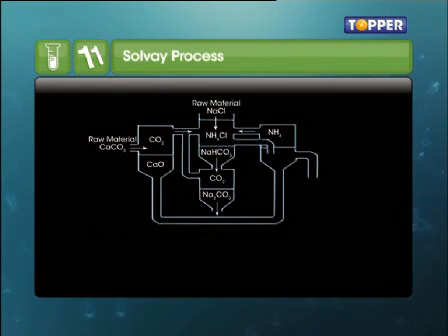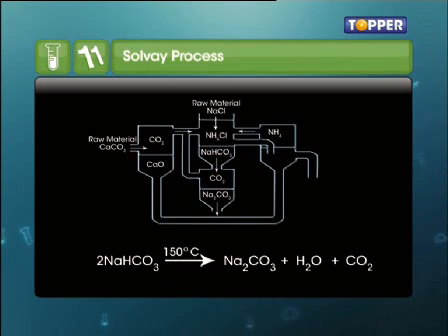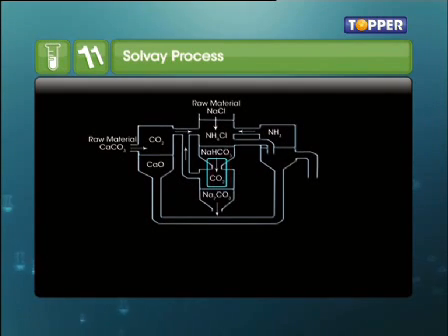This sodium hydrogen carbonate is insoluble in brine solution and is easily filtered off. After filtration, it is heated to 150 degrees Celsius to decompose to anhydrous sodium carbonate. Carbon dioxide produced during this process is removed by heating the solution. It is then reused.